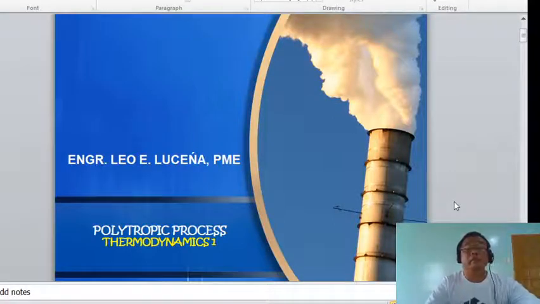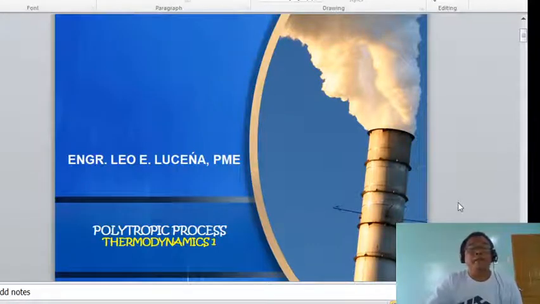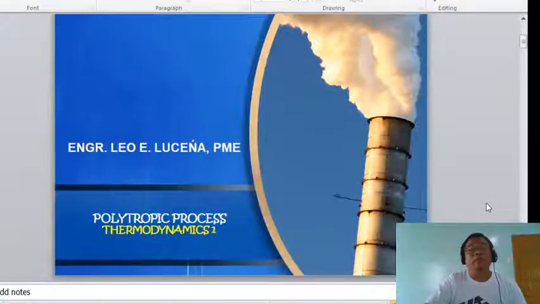Maybe this is the last presentation in the processes of ideal gases. So this is polytropic process. Previously, we already finished isentropic process. Actually, the equation of the isentropic process and the polytropic process are almost similar. We will only replace the constant k with a value of n. So let us now proceed to the discussion.